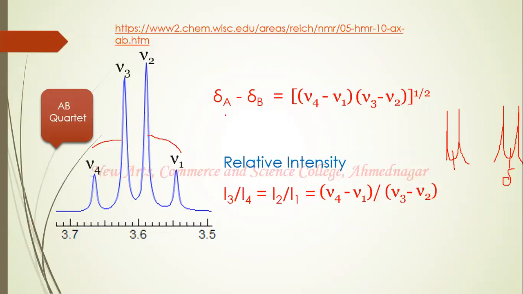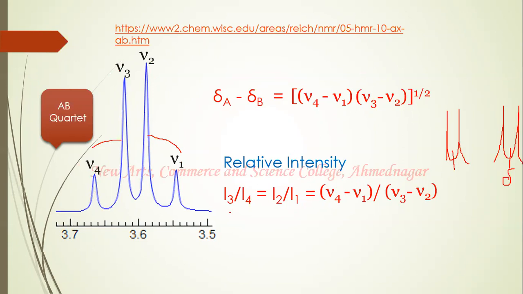The chemical shift difference in this case can be calculated using this formula: delta A minus delta B is equal to the square root of (mu4 minus mu1) into (mu3 minus mu2). What are mu1, mu2? These are the line positions in hertz: mu1, mu2, mu3 and mu4. So these are the lines, and these are given the numbers. So mu4 is the line position in hertz of this signal, and mu1 of this; their difference is taken, multiplied by mu3 minus mu2, their difference, and the square root of this is taken.